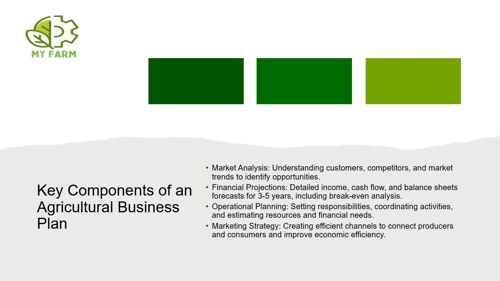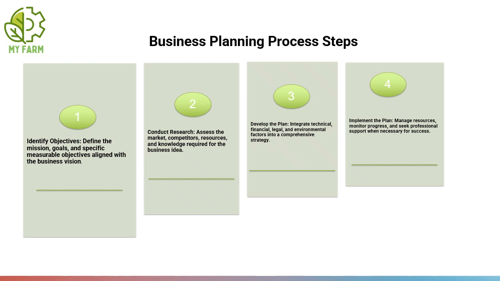Together, market analysis, financial projections, operational planning, and marketing strategy form the foundation of a strong agricultural business plan. They help farmers stay competitive, reduce risk, and make informed decisions for long-term sustainability. Let's talk about business planning process steps. Step 1. Identify objectives. Define the mission, goals, and specific measurable objectives aligned with the business vision. Step 2. Conduct research. Assess the market, competitors, resources, and knowledge required for the business idea.